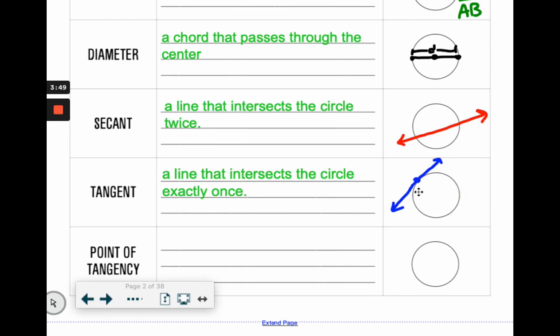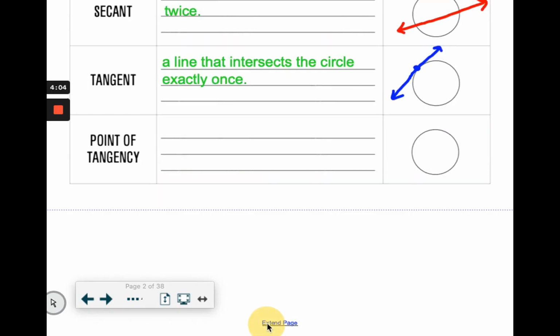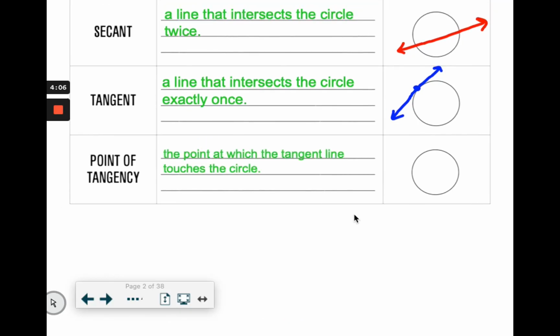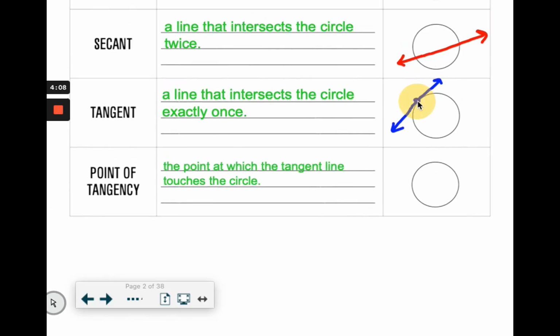If I go a little bit below or a little bit above this blue dot, I'm not touching the circle. If I zoomed in really close, it's just touching the circle, and then it's going on its way, never touching it again. The point of tangency is that blue point. This blue point right here is that point of tangency. So I'll draw another one. Maybe this is like A, B, and C.